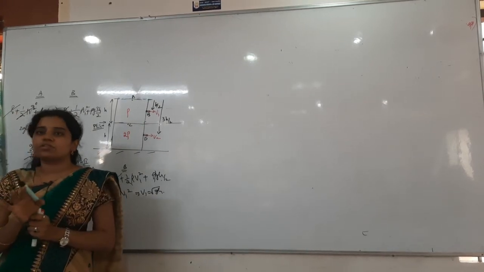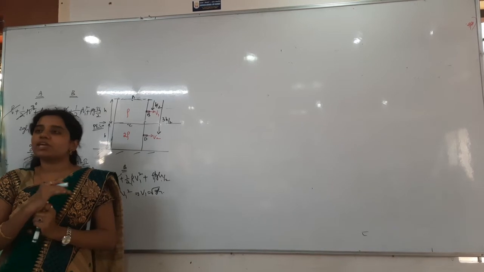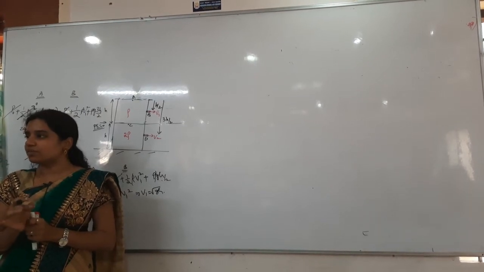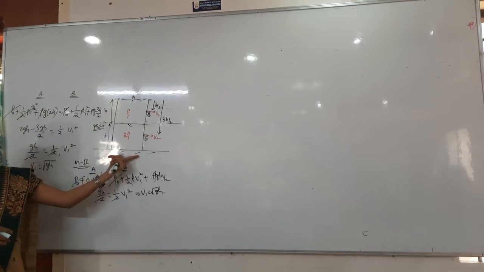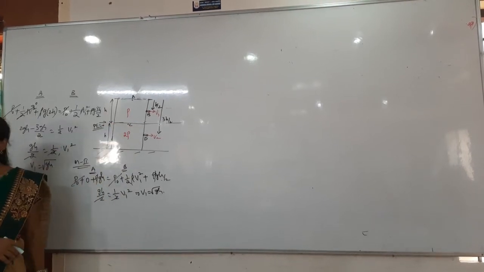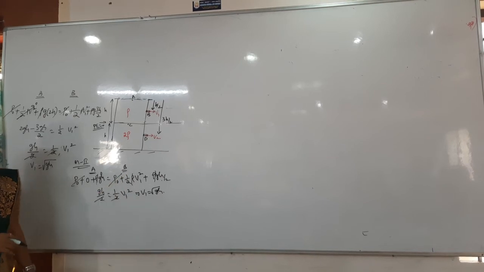I said so only, that you will have full freedom for selecting the 0 energy level. In work, power, energy I said that so many times. Wherever you want you can consider the 0 potential energy level. So V1 is equal to how much you got? Root GH. Anywhere you can consider either ground, otherwise just the interface also you can consider. That is about the velocity V1.